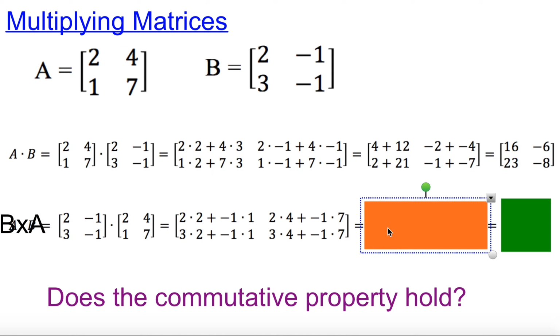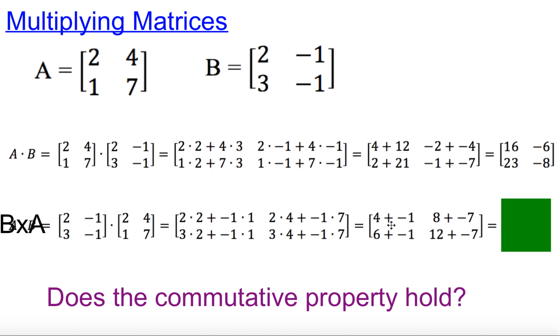And so when we solve our math, we actually get down to here. So I have 4 and negative 1, 6 plus negative 1, 8 plus negative 7, and 12 plus negative 7. And if we finish that math, we're actually going to end up with a matrix of negative 3, 5, and 1, 5. And so if we look, the commutative property does not hold. And this actually confused me for a little bit. I thought I messed up my math and actually redid both of them multiple times to check. But the commutative property does not always hold for matrices. All right, thank you.